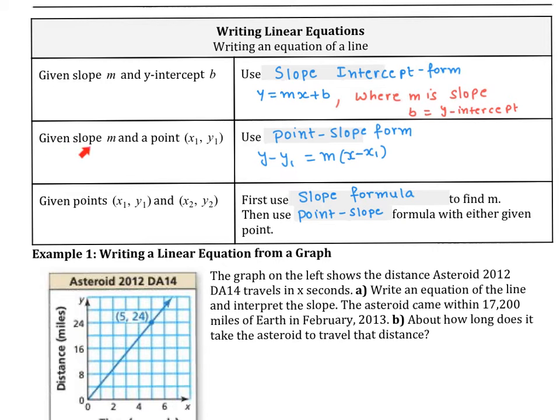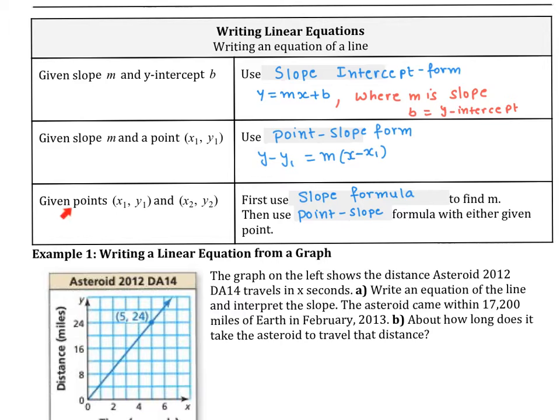Next is, given a slope m and point (x1, y1), write an equation of a line. We are going to use point-slope form for this type of equation, where the slope is given and the point (x1, y1) is given. So this point-slope form is y minus y1 equals m times x minus x1.